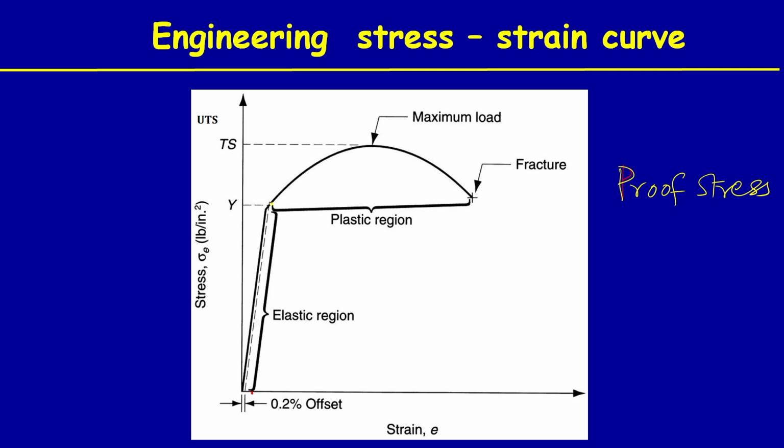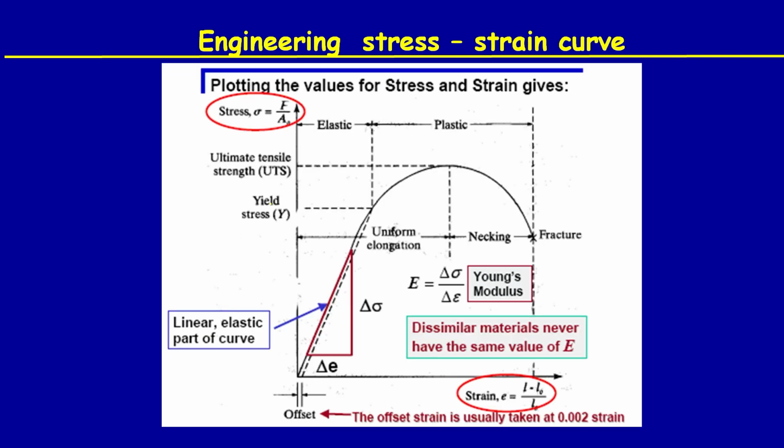Well, everything is shown here in this chart. This is very important. You can clearly see the stress is F by A0, strain is delta L by L0, and this is uniform elongation, necking. I told you that something happens here, we talk about now, and fracture.